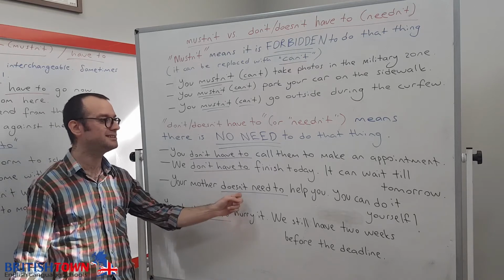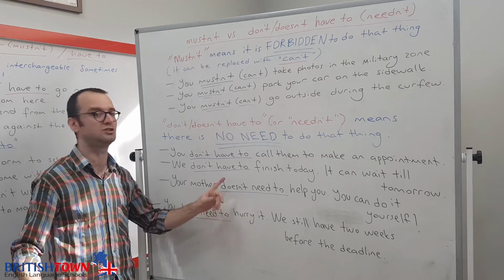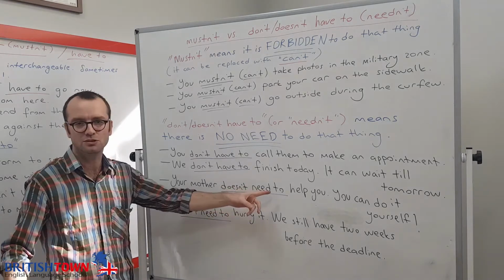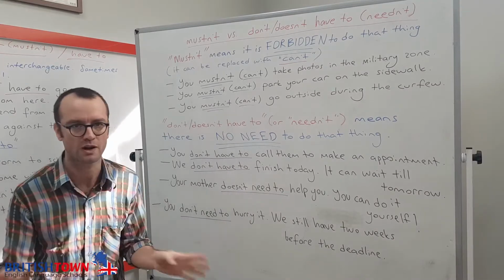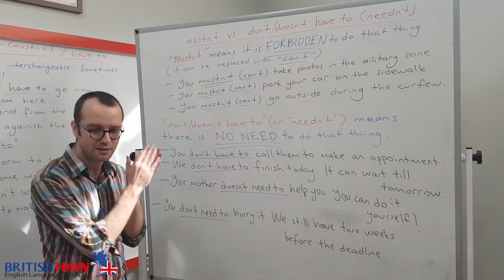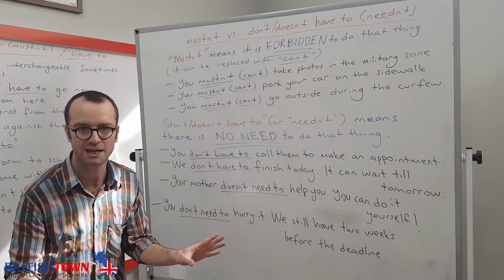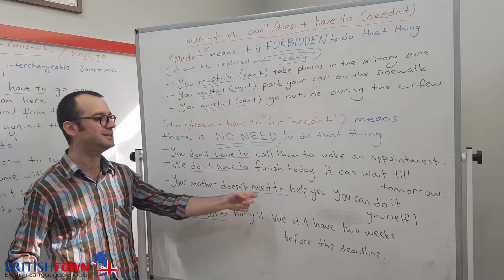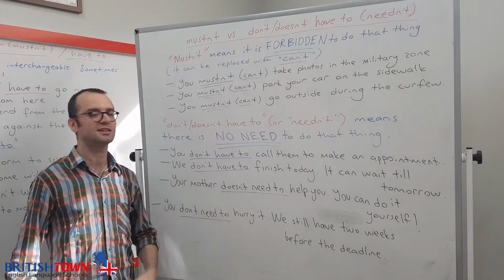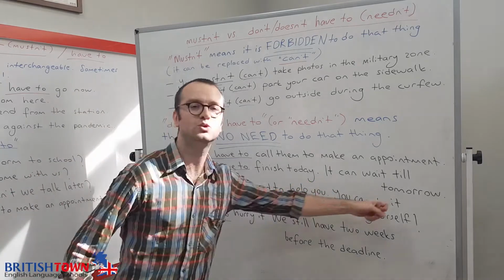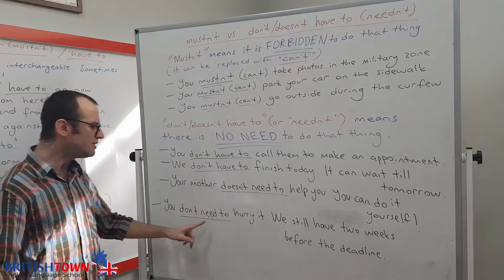Your mother doesn't need to help you. So this time I didn't use doesn't have to, but doesn't need to, but it doesn't change the meaning at all. Okay, so don't worry about it. Don't have to and don't need to and even needn't have the same meaning. And your mother doesn't need to help you. You can do it yourself. Annen sana yardım etmesine gerek yok. You can do it yourself. Kendi kendine yapabilirsin.